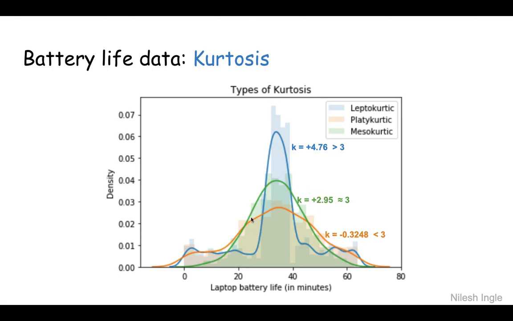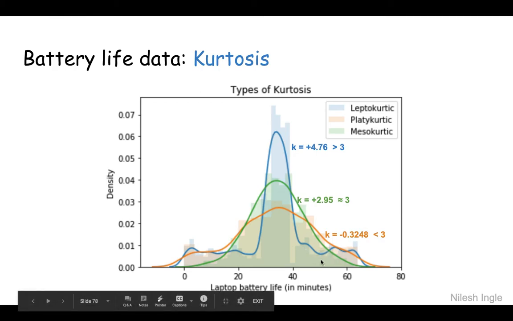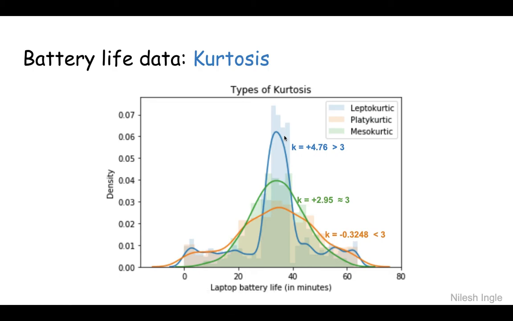Next, we see this blue curve, which is a little pointed, has a larger height, and has narrower tails on either side, so that is called a leptokurtic data set, and the kurtosis value for that type of distribution would be greater than 3. In this case it is plus 4.76.